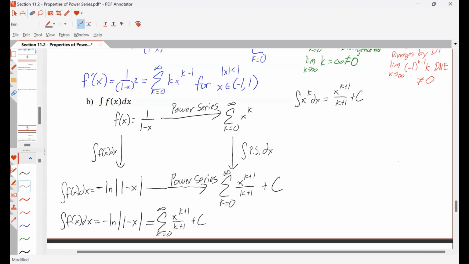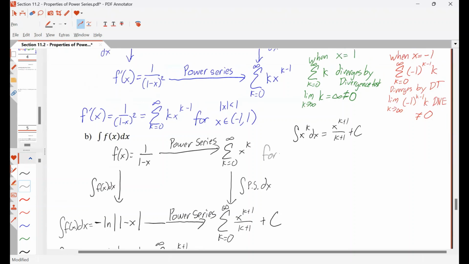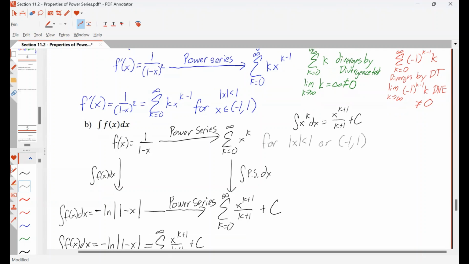Two things still remain. One, we need to check the endpoints. We have that this is true for the absolute value of x being less than 1, or negative 1 to 1. So we need to check the interval of convergence for the integral. But before we check the interval of convergence for the integral, we also wonder, what is c? Can we make c a number and not just have an arbitrary constant? And the answer is yes.